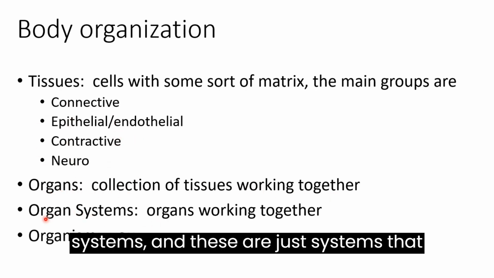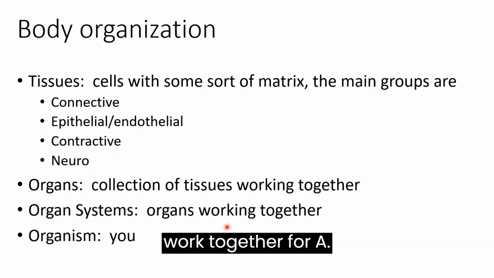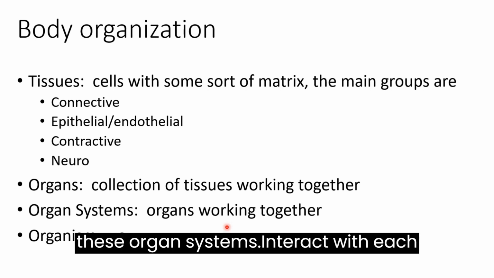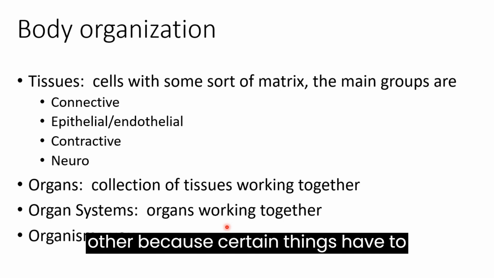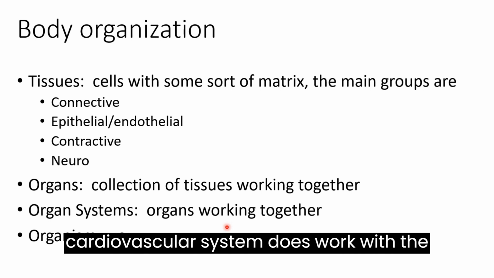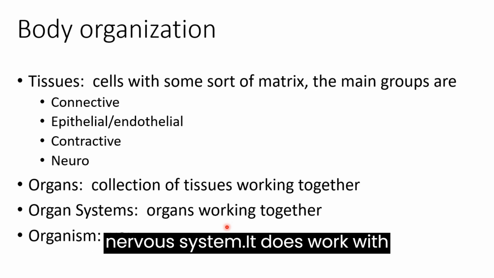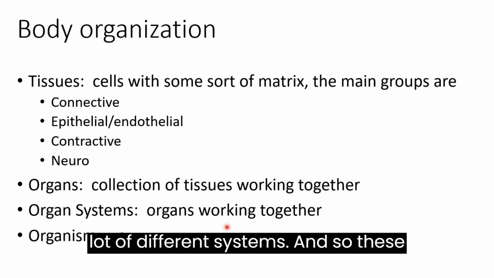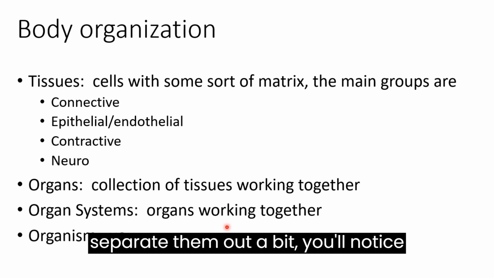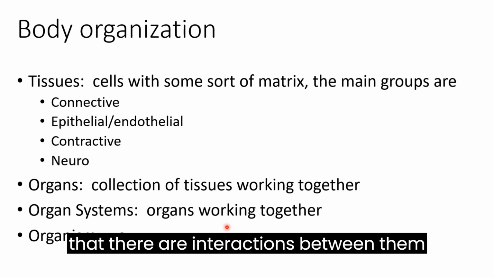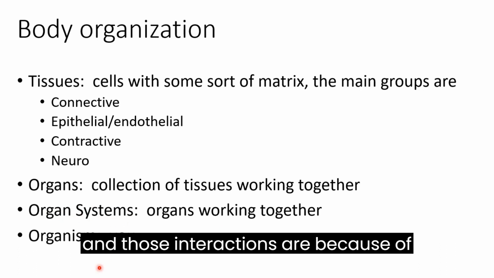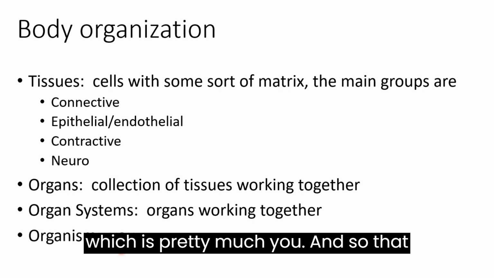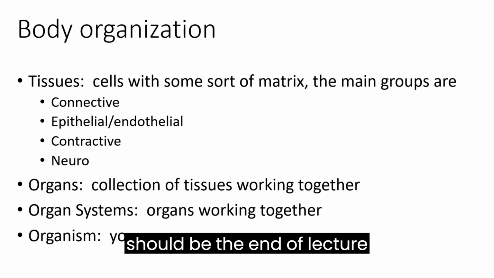Now, organs come together to form organ systems, and these are just systems that work together for a common function. A lot of times, though, these organ systems interact with each other because certain things have to happen. So, for instance, the cardiovascular system does work with the nervous system. It does work with the digestive system. It works with a lot of different systems, and so while we can't separate them out a bit, you'll notice that there are interactions between them. And those interactions are because of what we're going to talk about, which is the organism, which is pretty much you. And so that should be the end of lecture 1.